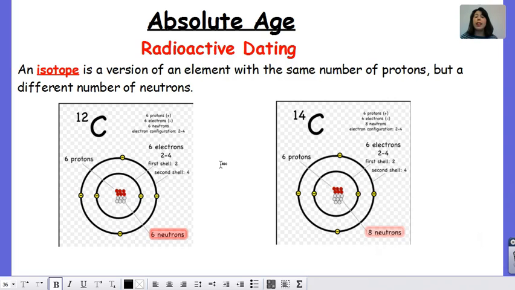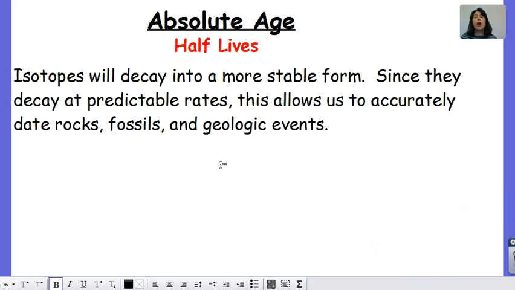So when I have that equal number of protons to neutrons, I end up with a stable atom. However, when it's an unequal number of neutrons to protons, it's unstable. Another term to describe an unstable atom is radioactive. And when something's radioactive, it wants to break down or decay. So isotopes will decay into a more stable form. Luckily for us, they'll decay at a predictable rate.